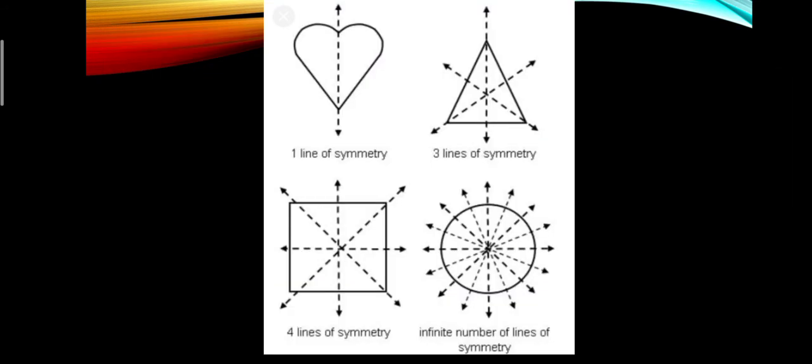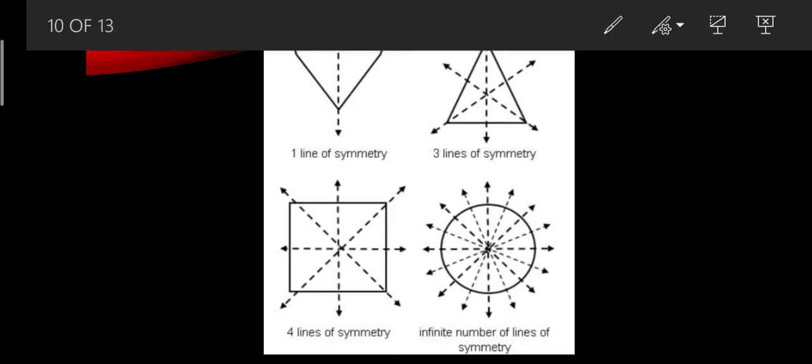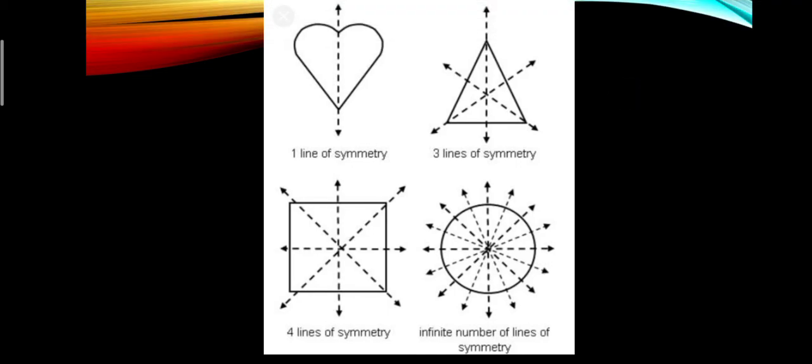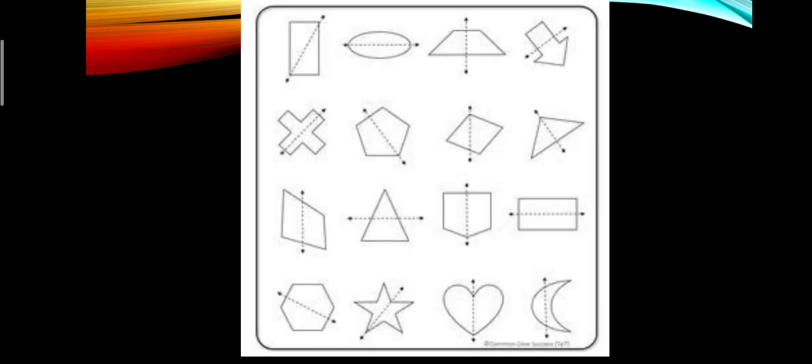Next, look here. Some figures are given to you with the number of lines of symmetry. See, this heart is having 1 line of symmetry, a triangle is having 3 lines of symmetry, this square is having 4 lines of symmetry, this circle is having infinite lines of symmetry. That means all over, from all sides. Such symmetries are also called rotational symmetry. We can rotate our symmetrical line. Okay, move ahead.